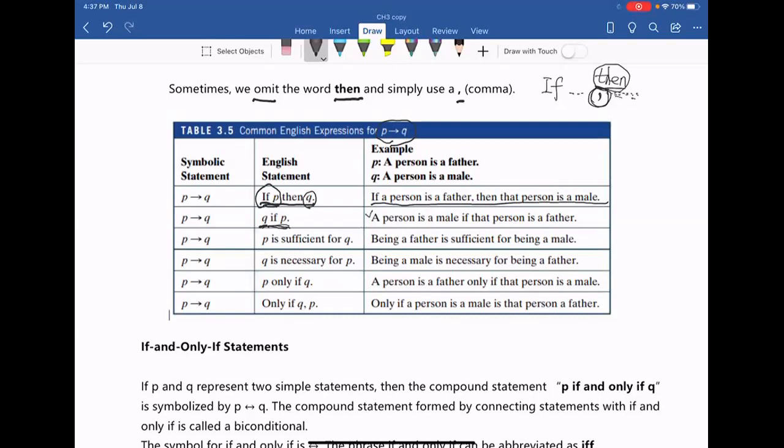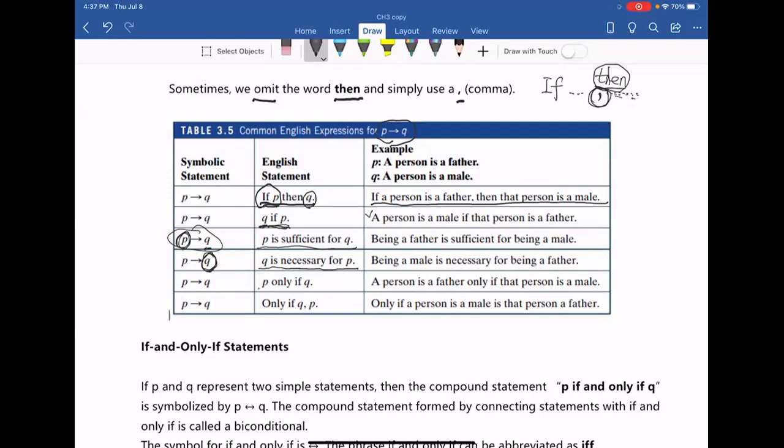Next one, the equivalent expression is P is sufficient for Q. So look at the expression here. The front one, P is sufficient for Q. And then Q is necessary for P. So the Q is necessary for P.